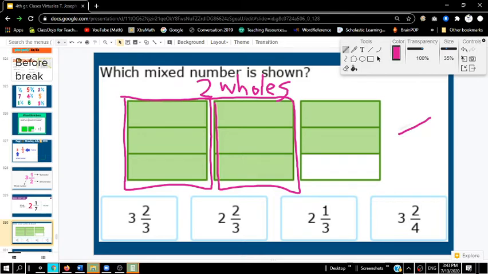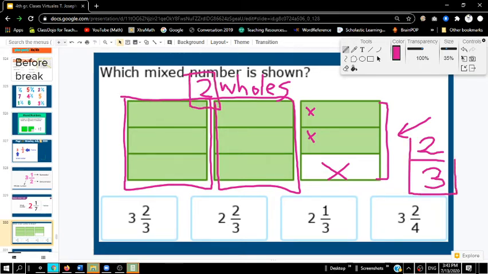So what's the part that's represented? Well, this part is not shaded in. There's no green right there. There's only 1, 2 green parts. So that's 2 of the total, which is 3 parts. So what do we do if we add this whole and this part? What would our answer be? You're right, 2 and 2/3. Our answer is this one right here, 2 and 2/3.